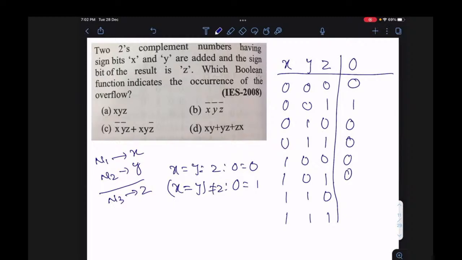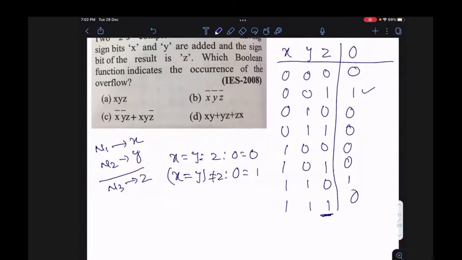In the below two cases, x, y are 1, 1, and z is 0. Here, you are adding two negative numbers. Sign bit 1 means negative numbers, and the answer is positive now. So here are the overflow conditions. Here again, there is no overflow because you're adding two negative numbers and z, the sign bit, is 1. That is again a negative number.